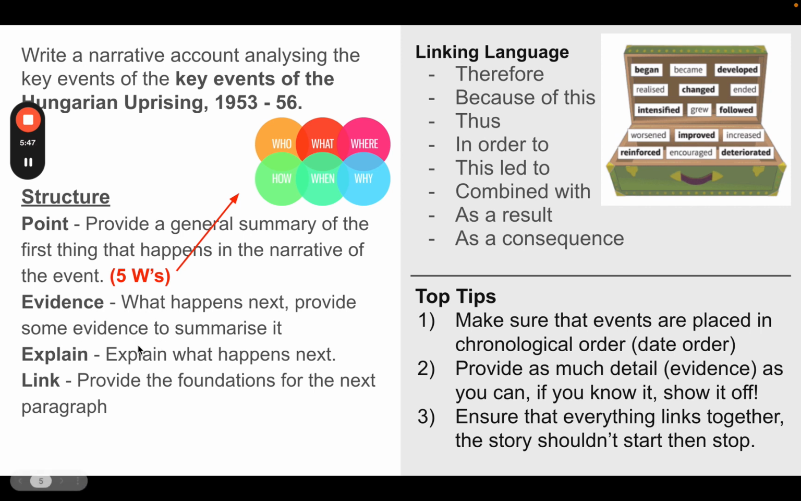Now, when you are writing this, there's some language that will help you be a lot more successful, that the repetitive use of this language will more than likely gain you marks.